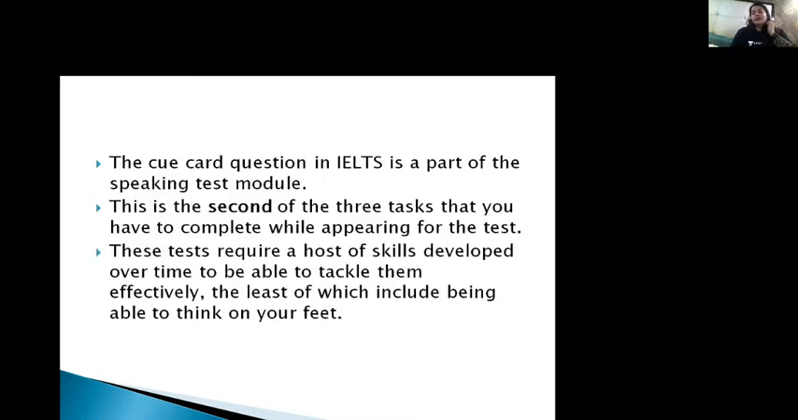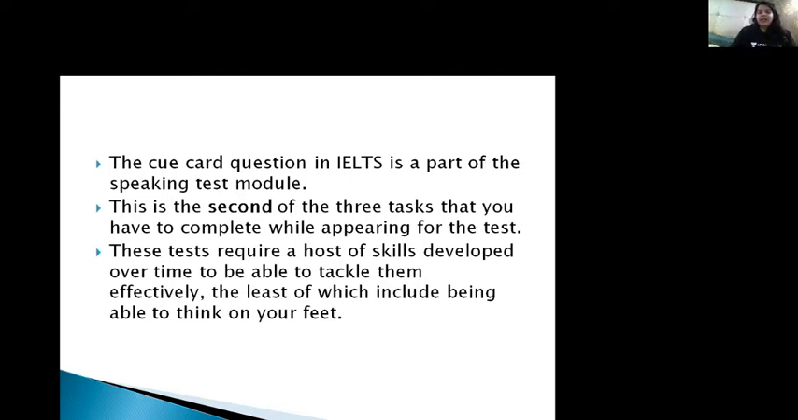Okay, so today we are going to discuss how to decode cue cards. Okay, now in order to decode something, we must know what that thing is, right? So what are cue cards? Now, cue card question in IELTS is a part of the speaking test module, right? Now this is actually the second of the three tasks. There are three tasks in IELTS speaking. The second one is cue card, and you have to complete it while appearing for the test.